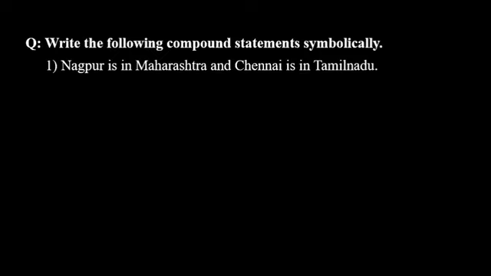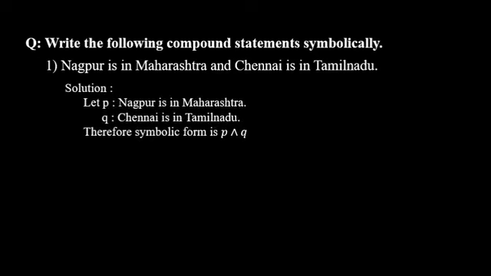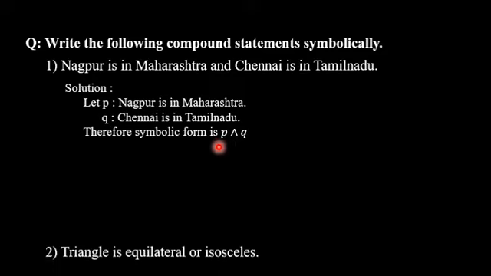We all know that simple statements are denoted by small letters. So let us denote P: Nagpur is in Maharashtra. Q denotes: Chennai is in Tamil Nadu. Therefore, the symbolic form is as shown on the screen. This is our symbolic form, and this is read as P and Q.